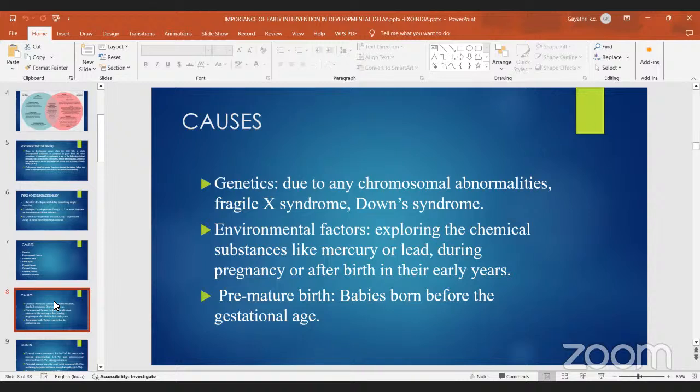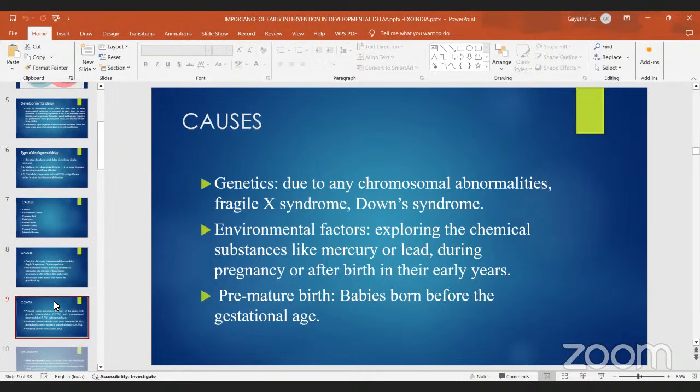Some babies are born before 38 weeks, at 36 weeks. If the baby is born before 36 weeks, they come under the preterm babies. From 37 to 38 weeks, the baby comes under the early term babies. If the baby is born after 38 weeks, they come under the term babies. After 40 weeks, the babies are the postterm babies.